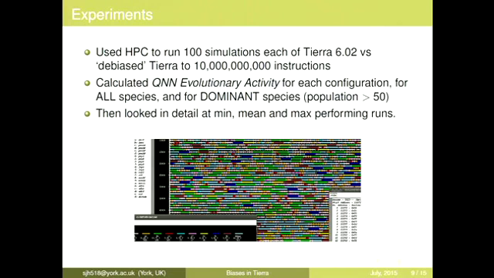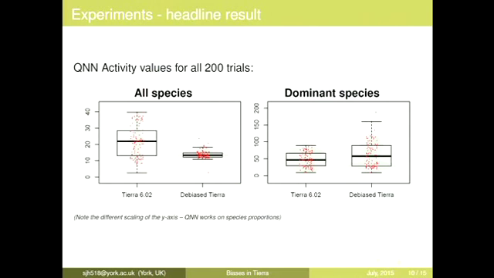To get the top-level comparison, to try and weed through those 100 simulations of each system to see where the interesting systems were, we used the evolutionary activity measure to give us a distribution of activity. Okay? And then we looked in detail at the minimum, median, and maximum performing runs with those systems. So the first thing I want to show you is the QNN activity values for all 200 trials.